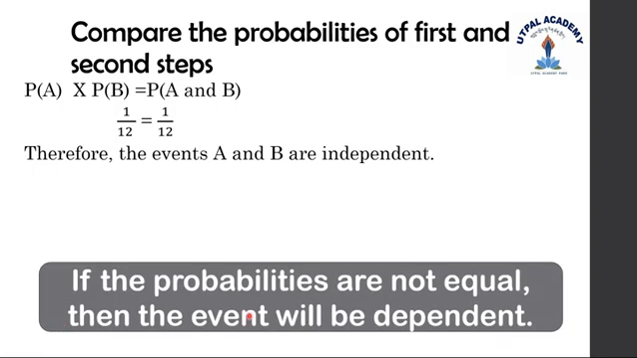If the probabilities are not equal, then the events would be dependent. If the probabilities were not equal, the events would have been dependent. Now let us check in one.